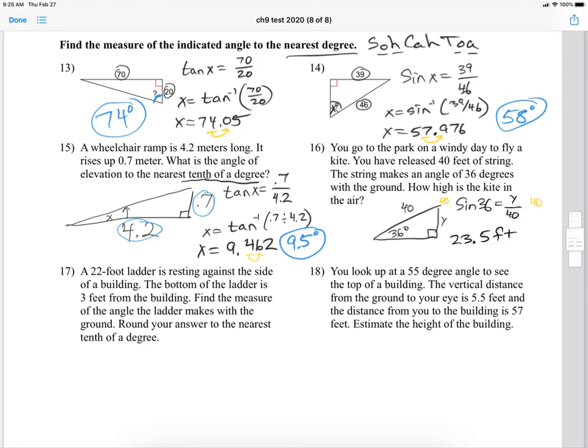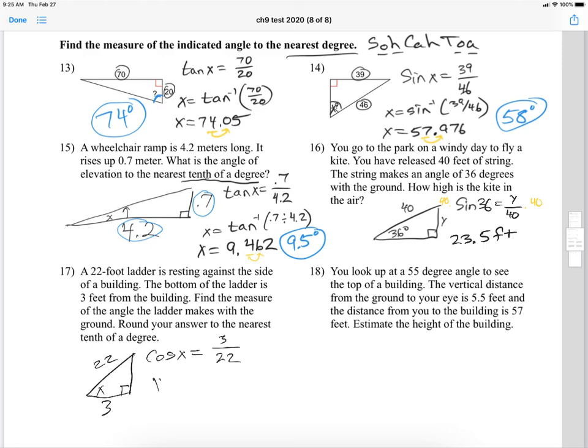Okay, 17. A 22-foot ladder is resting against the side of a building. The building is straight up and down. That's 90 degrees. The bottom of the ladder is 3 feet from the building. Find the measure of the angle the ladder makes with the ground. So we have the adjacent leg 3 and the hypotenuse 22. Adjacent and hypotenuse is cosine. So the cosine of x is equal to the adjacent leg 3 over the hypotenuse 22.